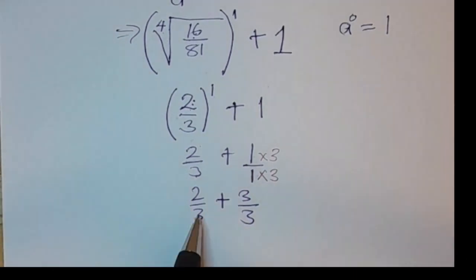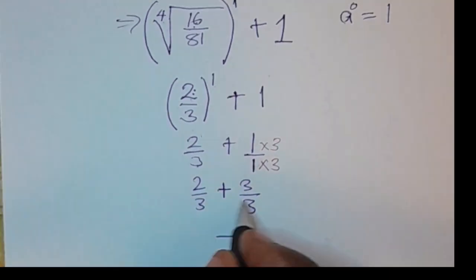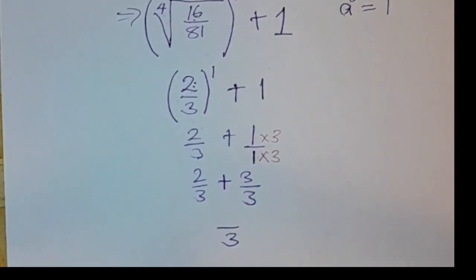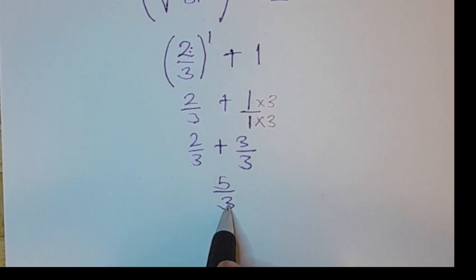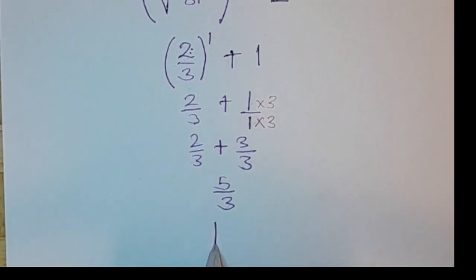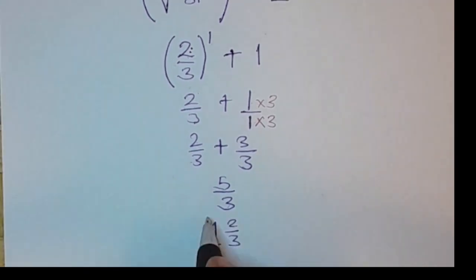Now you can see that we have the same denominators. So we can put one denominator and directly add the numerators. 2 plus 3 is 5. So 5 over 3: 3 into 5 is 1, remainder 2, so 1 and 2 over 3. This is the answer.